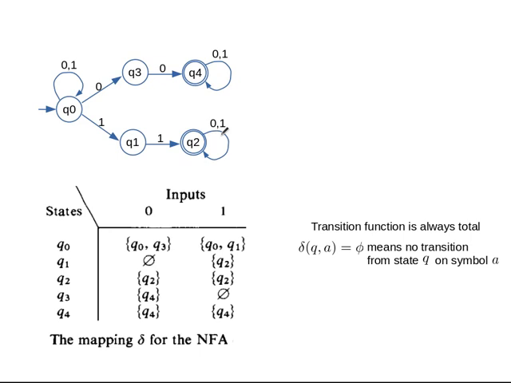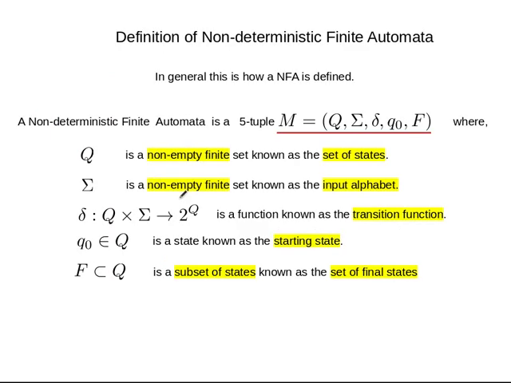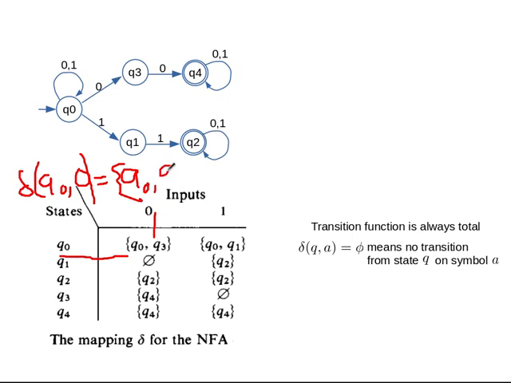So the automata we mentioned earlier has this transition table, right? So from Q0, if you see 0, then you can move to either Q0 or Q3. So that means, if I take this and this, this means the delta of Q0 and 0 is this, Q0 and Q3. Right? So this is what it means.